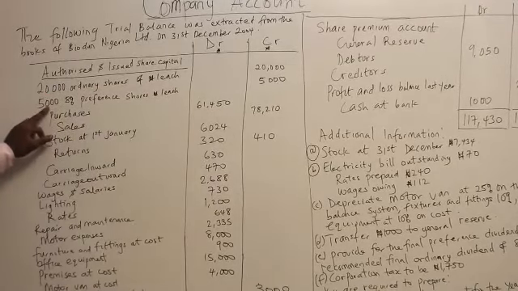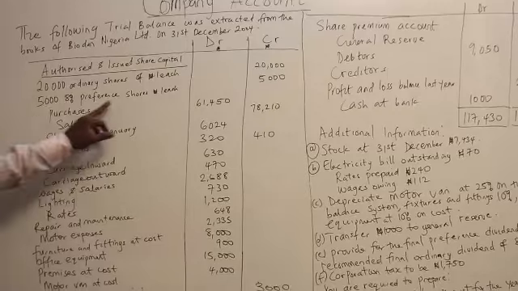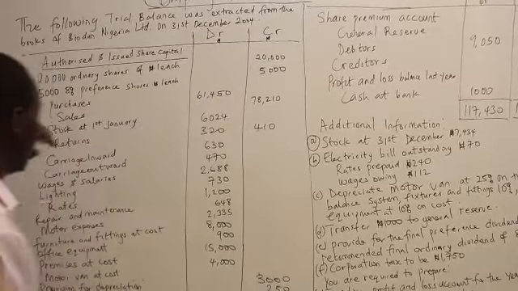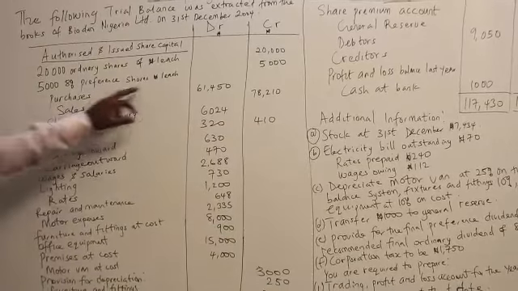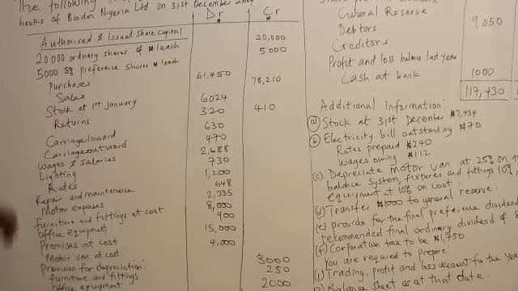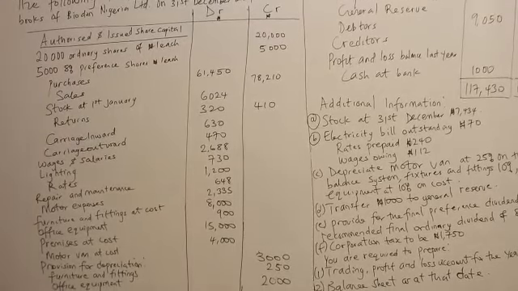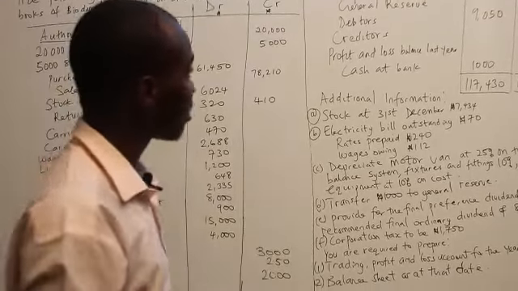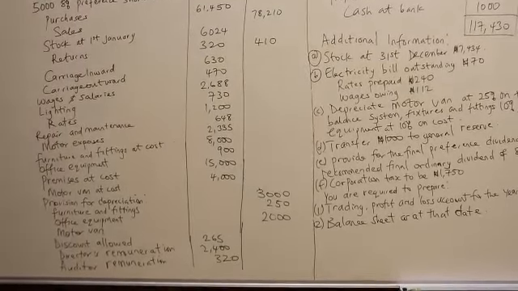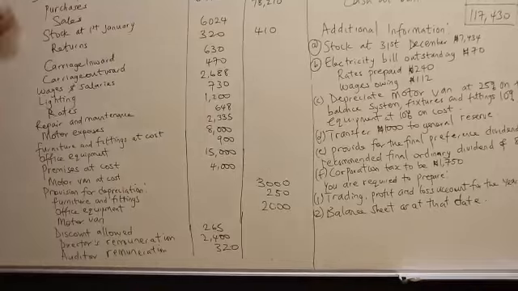Then 5,000 8% preference shares of 1 naira each, that gives us 5,000 naira. 5,000 shares times 1 gives 5,000, and 20,000 times 1 gives us 20,000. Then we have purchases, sales, and so on, then the share premium and general reserves. So we should know the difference between the ordinary shares and the preference shares.